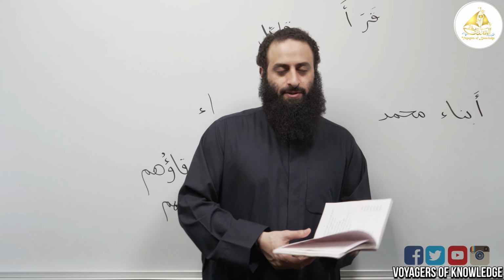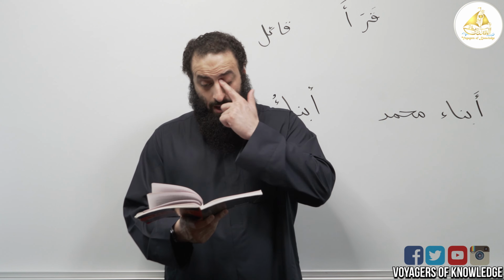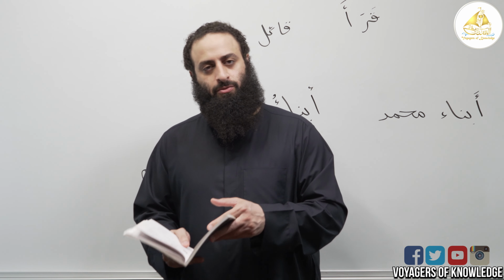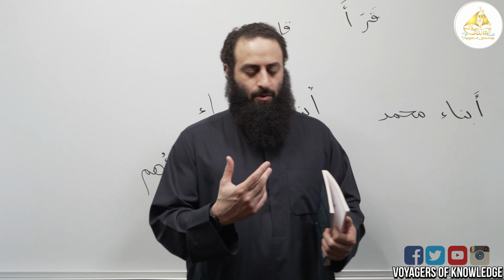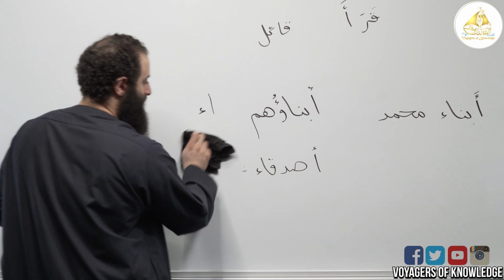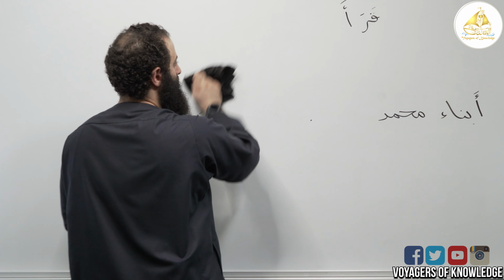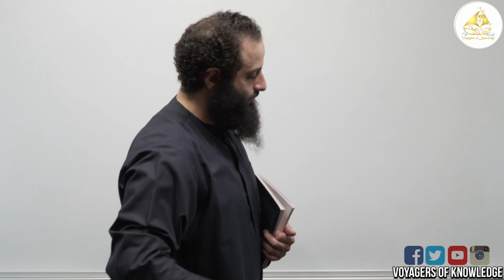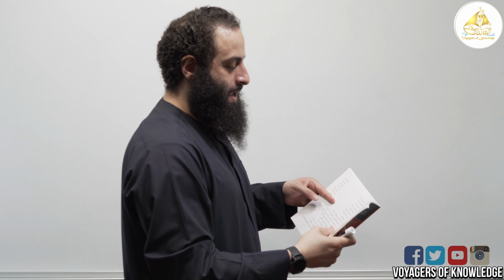Now, turn to page 74. On page 74, we are learning how to add plural to a feminine word. We have the first word. He says, من هؤلاء الفتيات. It's a big word, فتيات.